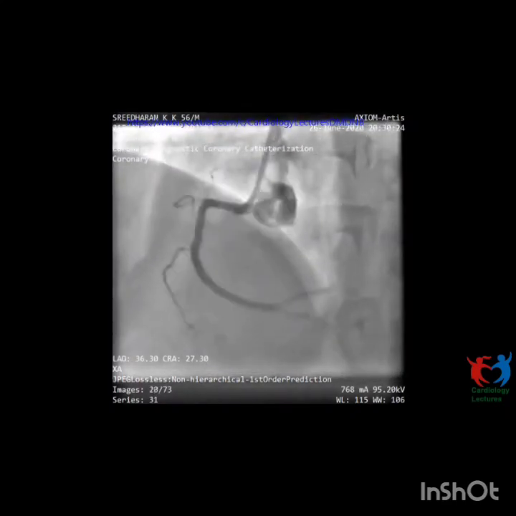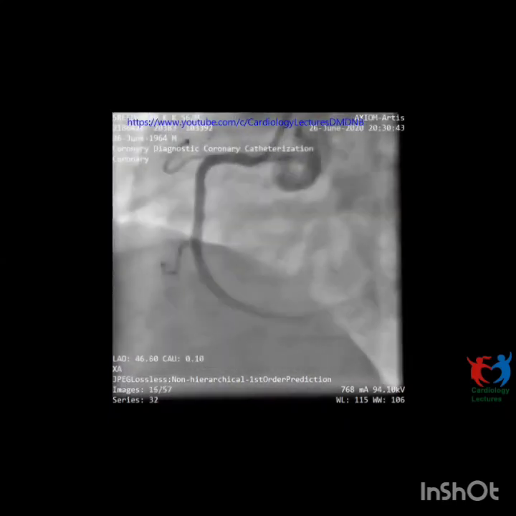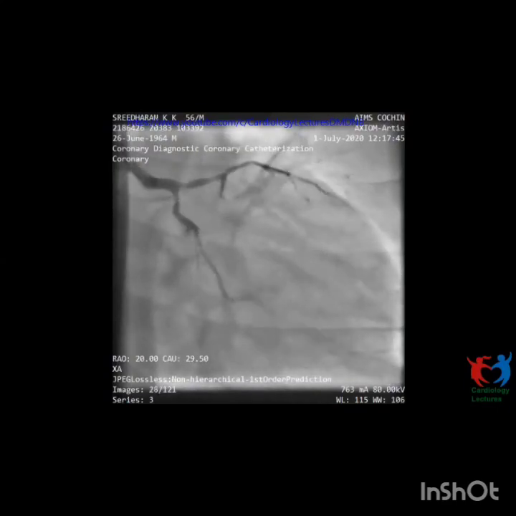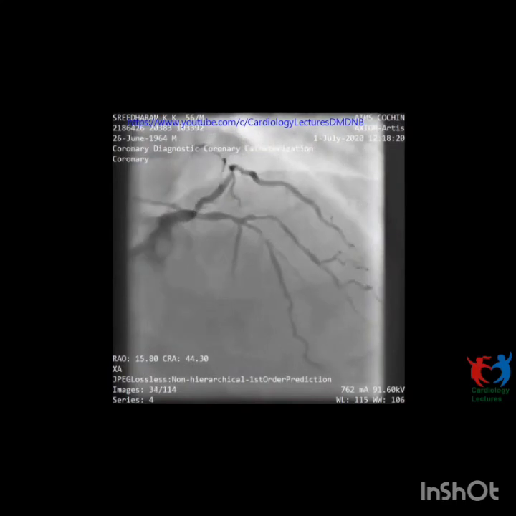So we decided to stage the other complex angioplasty to a later date. So we brought him a couple of days later to the cath lab for the next procedure. Again, this patient was already pre-treated with dual antiplatelets. We gave him 7,500 units of unfractionated heparin. He was only 65 kilos in weight. So the heparin dose was adequate. So we repeated the views, which I've already shown you.